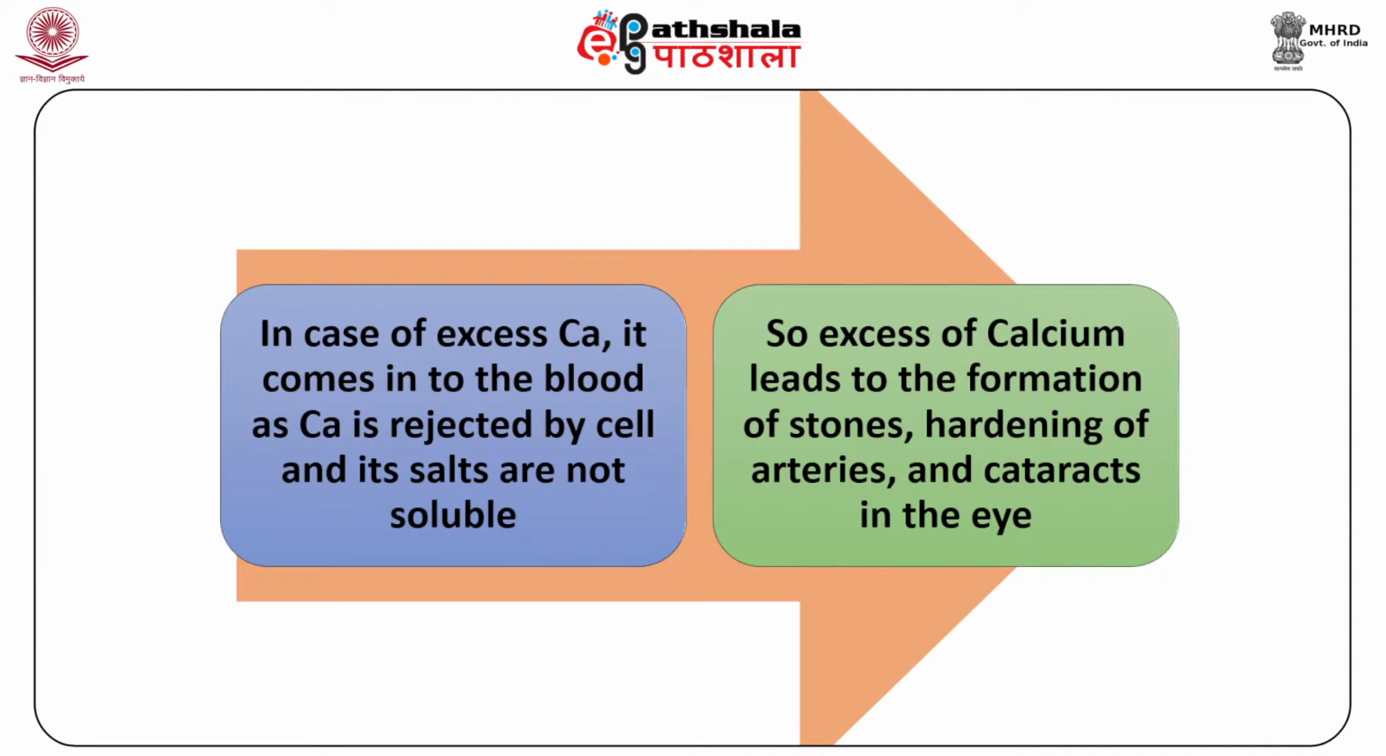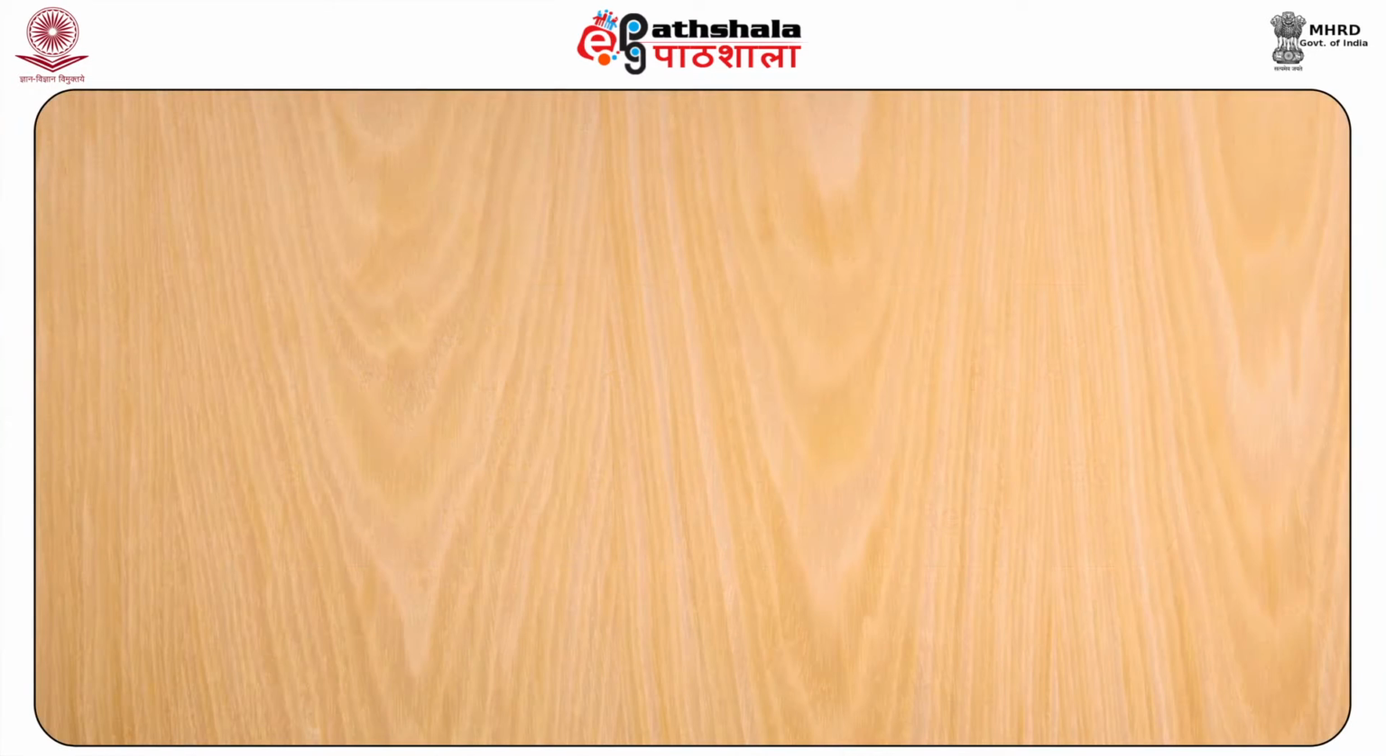In case of excess calcium, it comes into the blood as calcium is rejected by the cell and its salts are not soluble. So, excess of calcium leads to the formation of stones, hardening of arteries, and cataracts in the eye. Magnesium.